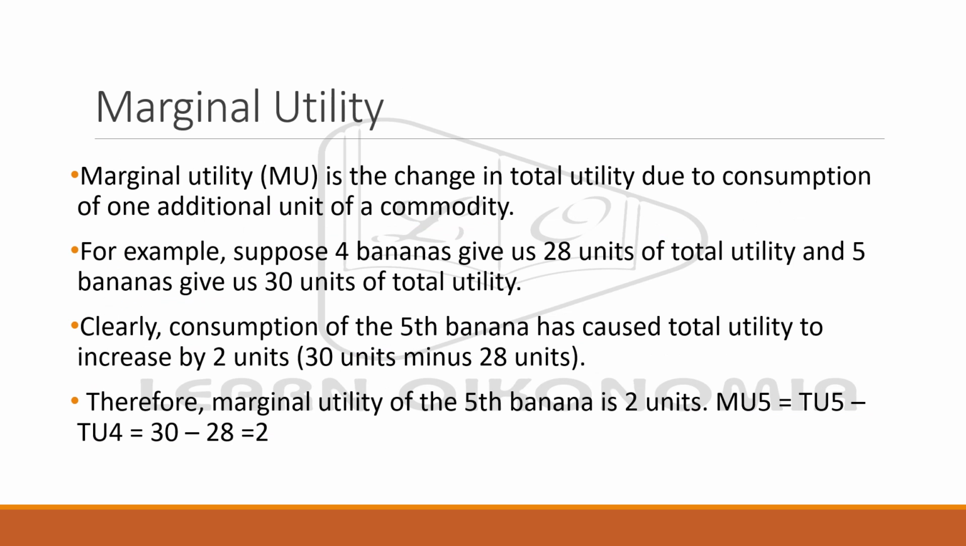Having understood the concept of total utility, let's see what marginal utility is. Marginal utility, or MU, is the change in total utility. And this change in total utility is due to the addition of one more unit of the commodity in your consumption basket. I'll be giving you a simple example so as to make you familiar with the concept.